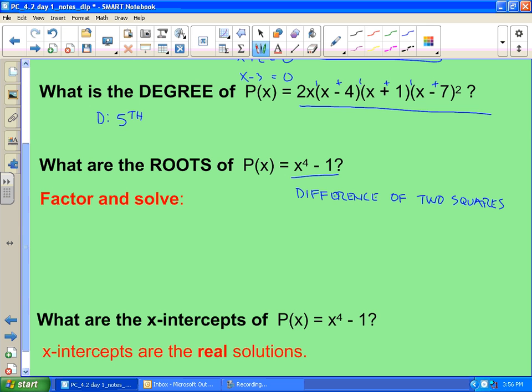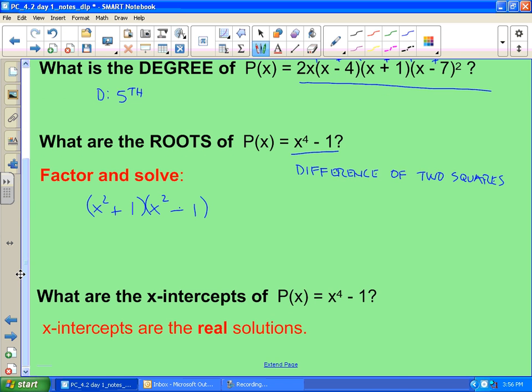And if that's the case, then I can simply factor it. So you take the root of x to the fourth, which becomes x squared and x squared. The root of 1, which is 1 and 1. One of them's plus, one of them's minus. Now the x squared plus 1 binomial, we can't break that down any further. However, the x squared minus 1 is another difference of two squares.